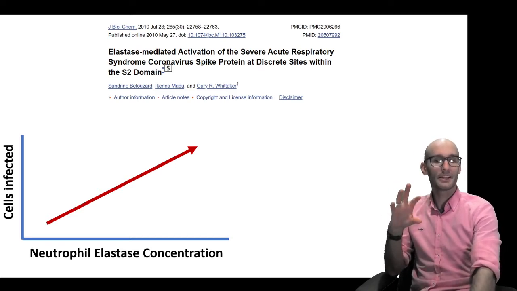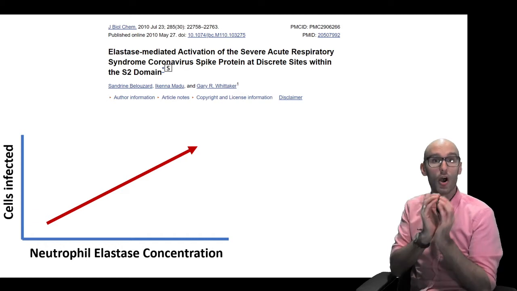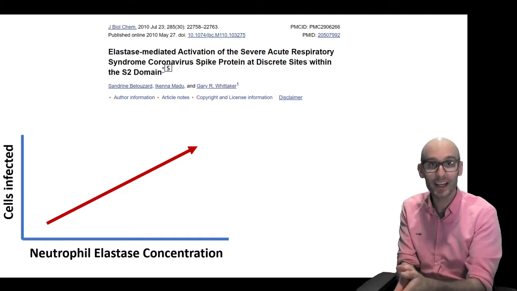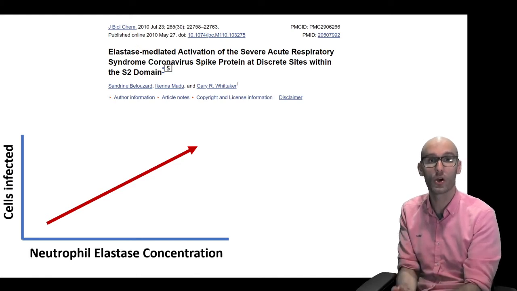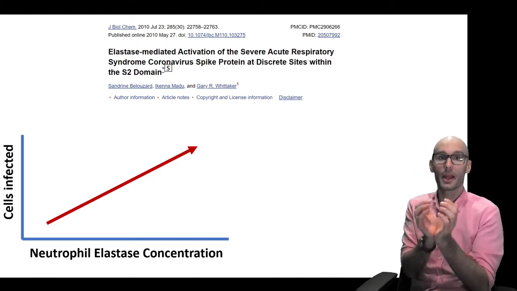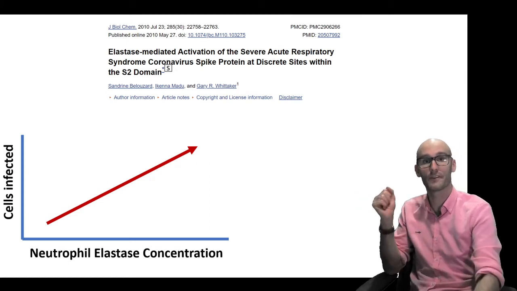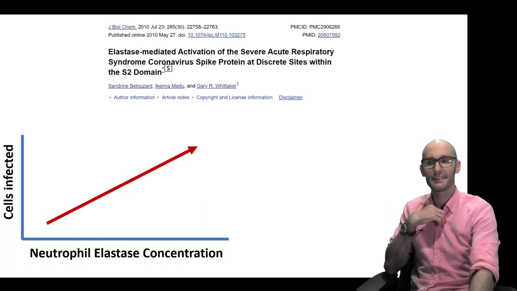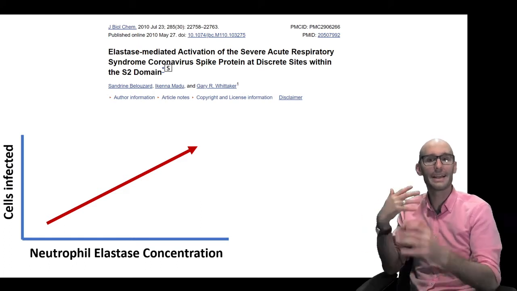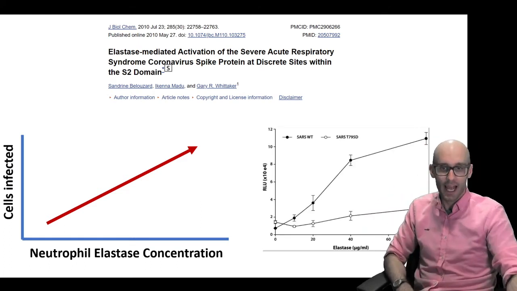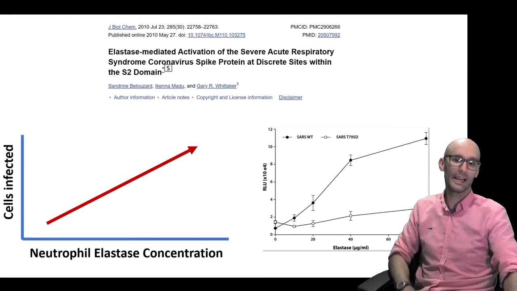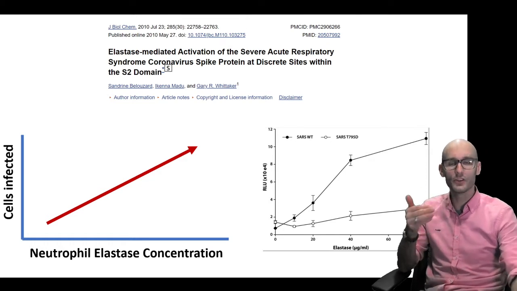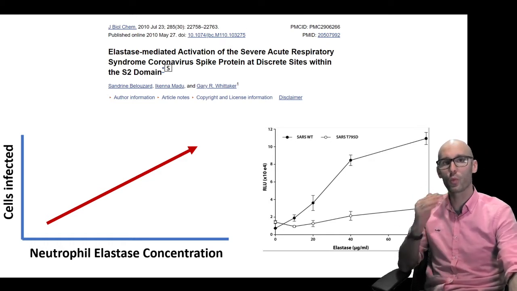So what they basically found was, they put neutrophil elastase on the cells. They found that as they increased the neutrophil elastase concentration, which is a protease enzyme produced by neutrophils, as they added more and more of this neutrophil elastase, the cell infection rate went up. So here's the actual graph. We've got the SARS infection rate here, and the amount of elastase they've added. So as they added neutrophil elastase, infection got worse.